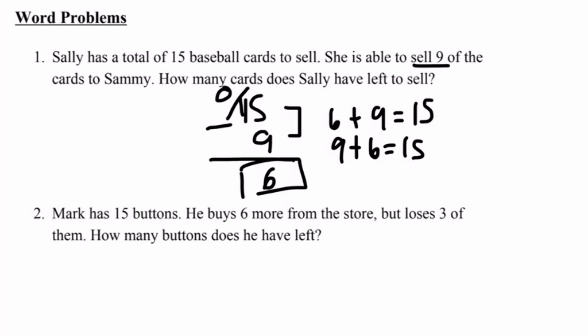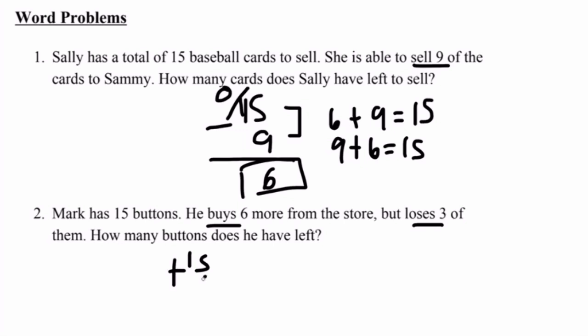Number 2, Mark has 15 buttons. He buys 6 more from the store, but loses 3 of them. How many buttons does he have left? The keywords buys and loses indicate that this is a two-step problem. First, we need to add 15 plus 6 to find the amount he had after buying 6 buttons.